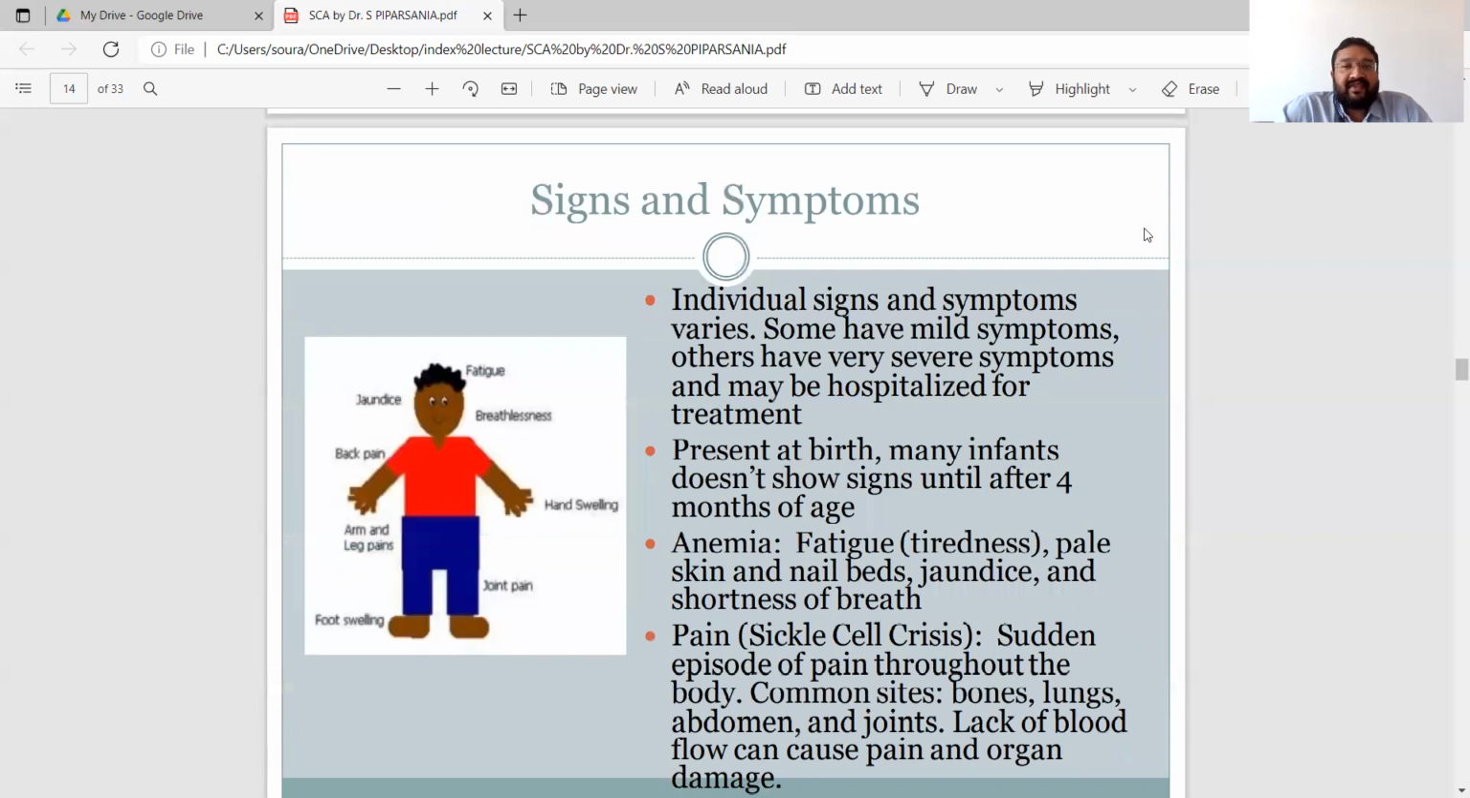What are the signs and symptoms? Signs and symptoms in an individual vary. Some patients will have mild symptoms, others may have very severe symptoms and may be hospitalized for their treatment.